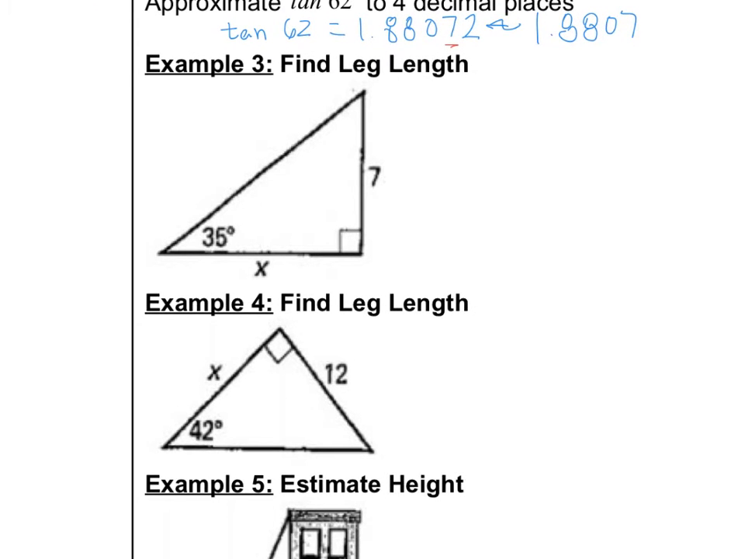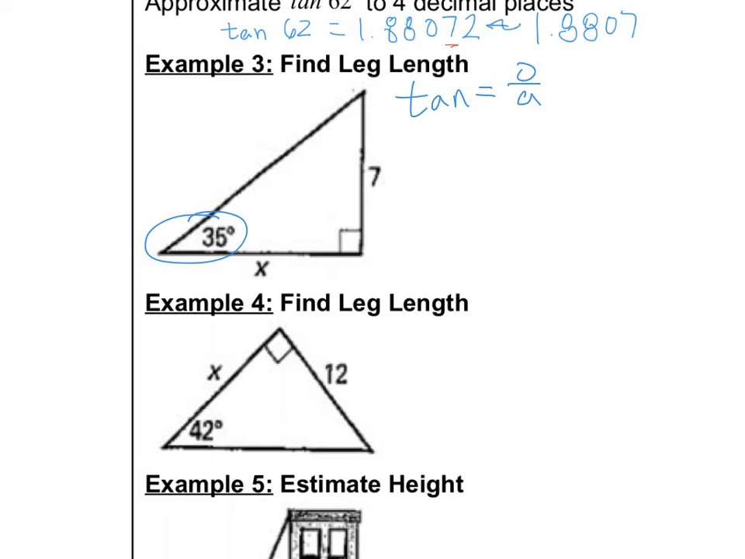Okay, let's look at example 3. Now we're going to find the length of a side here. We're still going to use our basic tangent properties, which is tangent equals, again, opposite over adjacent. Now what angle are they giving me here? They're giving me this angle here. Even though it doesn't have a letter, you can just say we're working with this angle, 35.